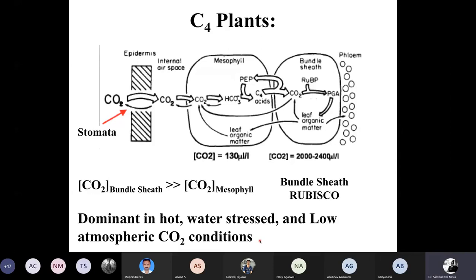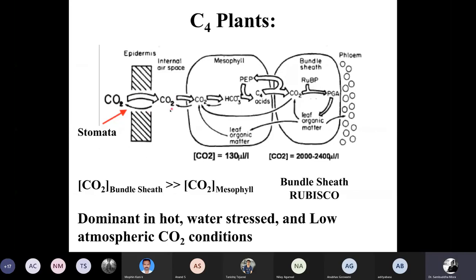On the other hand, we have the C4 plants. C4 plants have the same diffusion-driven fractionation happening during the CO2 uptake. Now keep in mind, stomatal diffusion is a function of the aperture of the stomata. The larger the aperture, the faster the diffusion. The smaller the aperture, the slower the diffusion. Faster rates of diffusion versus slower rates of diffusion will have different fractionation factors.